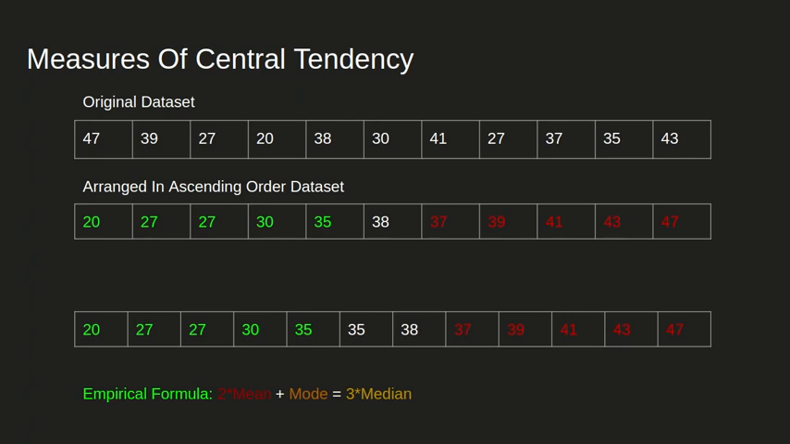So I have an original data set, which is the data set above, and you can see I wrote on top of it original data set. So I have 49, 47, 39, 27, 20, 38, 30, 41, 27, 37, 35, and 43 last.